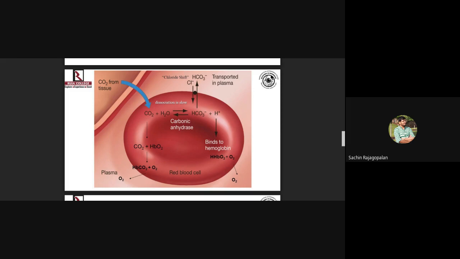So hemoglobin thinks, O2 नहीं तो क्या हुआ, CO2 तो है, and decides to combine with carbon dioxide.